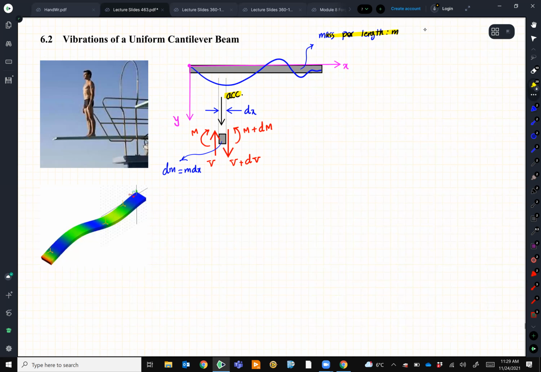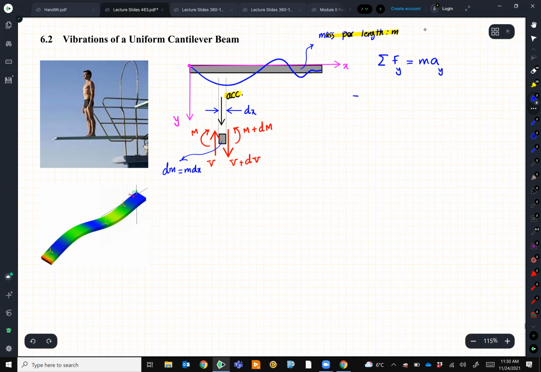Do I need to draw the mg, the weight? No, because we say this beam is elastic, similar to a spring. The weight, when it was at equilibrium, was canceled out by some initial deflection. So my free body diagram is complete. All I need to do is write sum of the forces is equal to ma. Obviously, we are talking about direction y. So in direction y, what do I have?